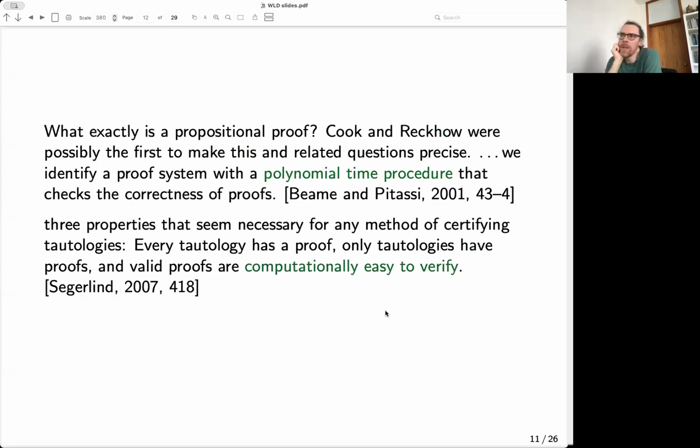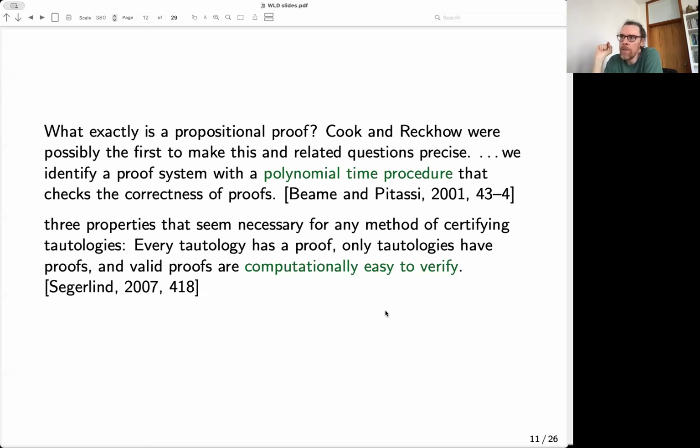Okay, a couple more quotes. What exactly is a propositional proof? Cook and Reckhow were possibly the first to make this and related questions precise. That's referring to the 1979 paper by Cook and Reckhow, which is the origin of the idea that I'm now considering: the addition that the proof checking procedure must be polynomial.